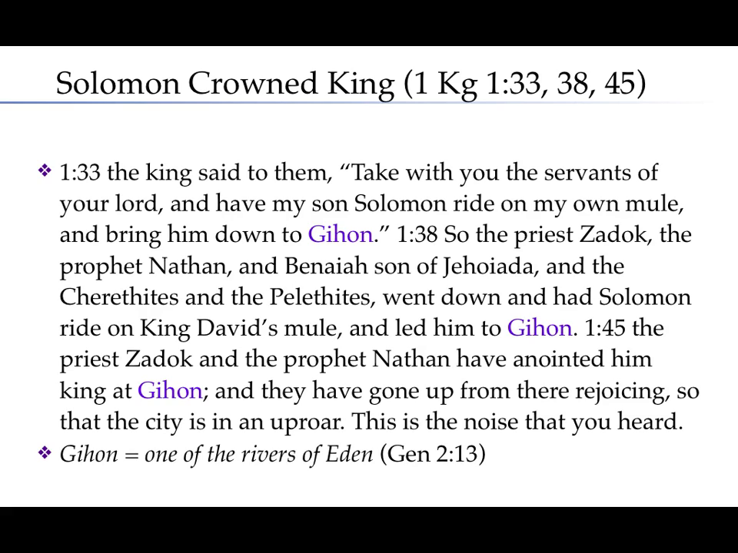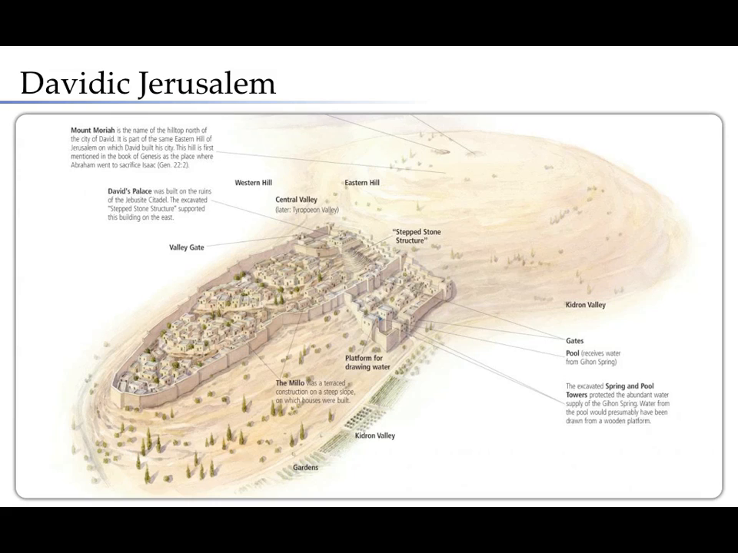Remember, the Gihon is one of the rivers of Eden, so it is the sacred spring at the base of the temple that is associated with the Edenic paradisical waters. And David does this while he's still alive to ensure the succession to his son.